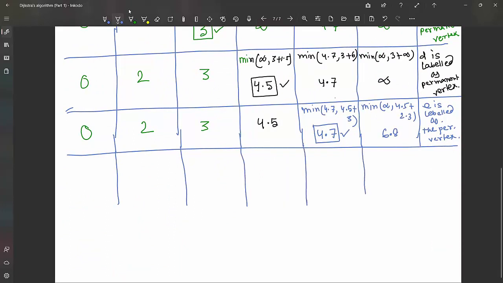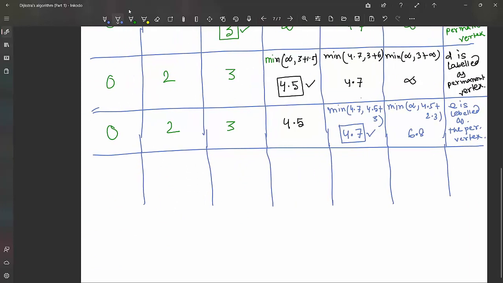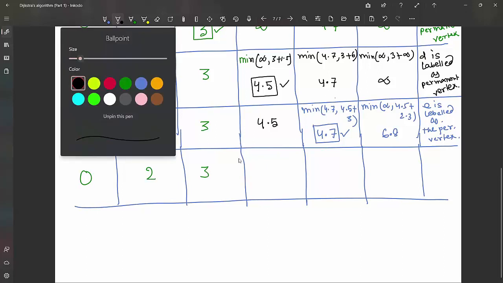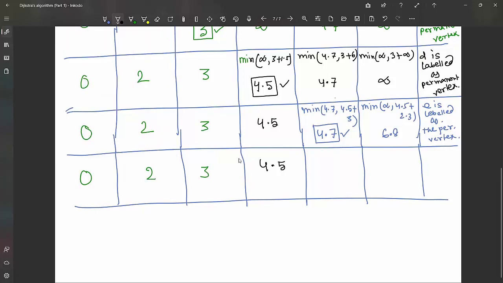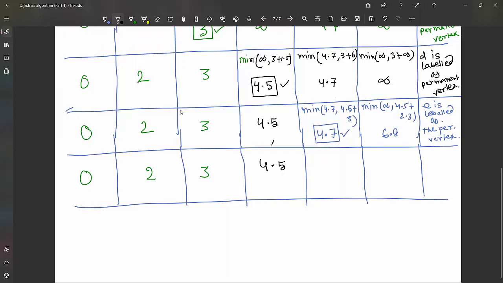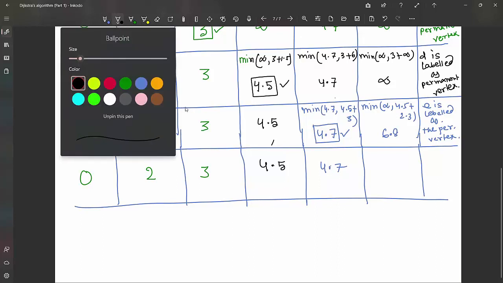So this is another table line to go to the permanent vertex. Just fill the values with the previous values, 3, and here with the 4.5. And after that it is 4.7, so also mark it as 4.7, and here this is 6.8. So 6.8, then again we do that.